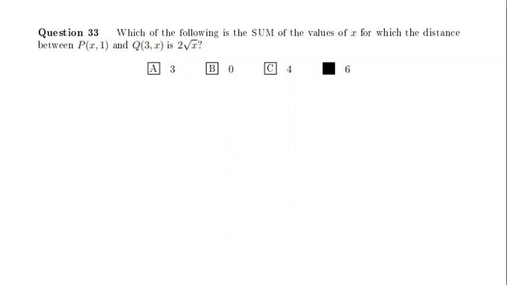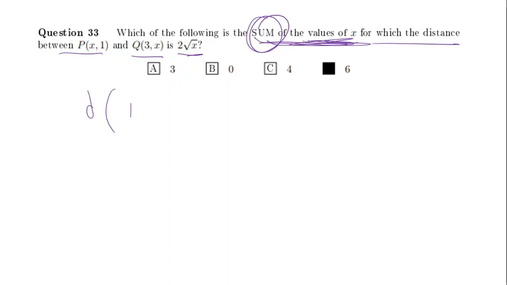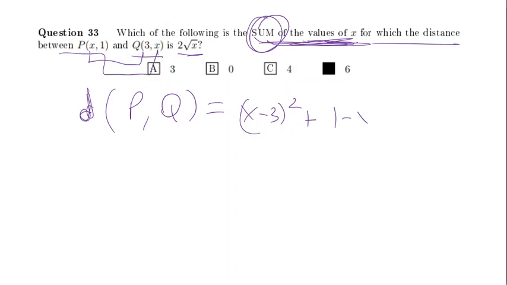Now, which of the following is the sum of the values of x for which the distance between this and this is equal to 2 square root of x? So what is the distance between p and q? First we have to write it. The distance formula, remember this, it was this minus this one squared, plus 1 minus the other one squared, and take the square root. So this is what the formula says.